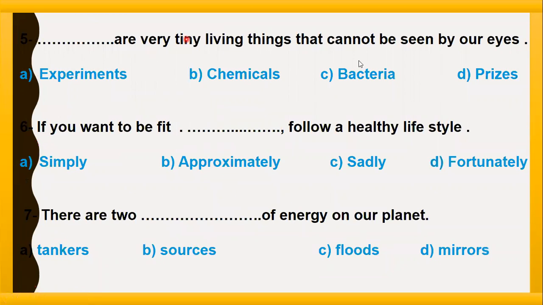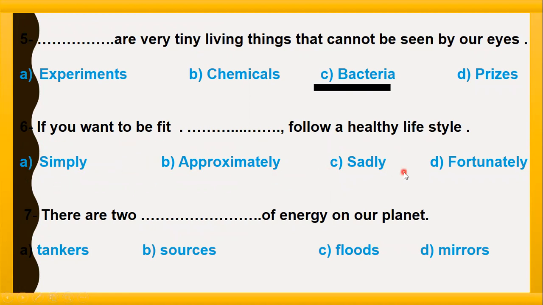Let's move to the other page quickly. We are running out of time. Bacteria are very tiny living things. What do you mean by tiny? Very, very small, living things that cannot be seen by our eyes. What are these things? Experiments? No, we can see them. Chemicals? We can see chemicals. Bacteria or bridges? We can see bridges, but we can't see bacteria. That's right.